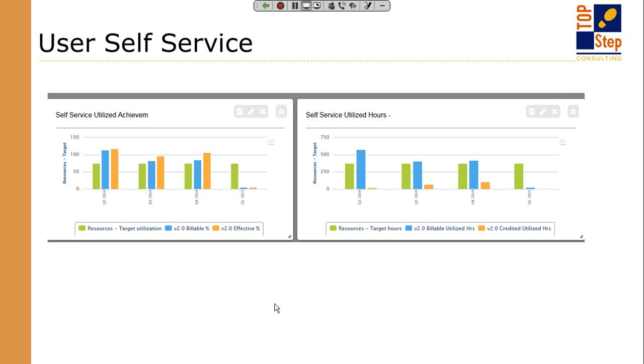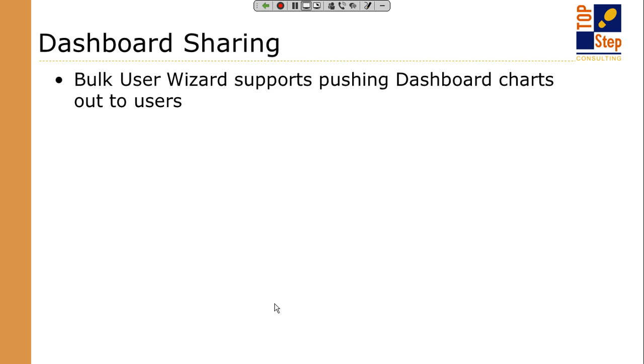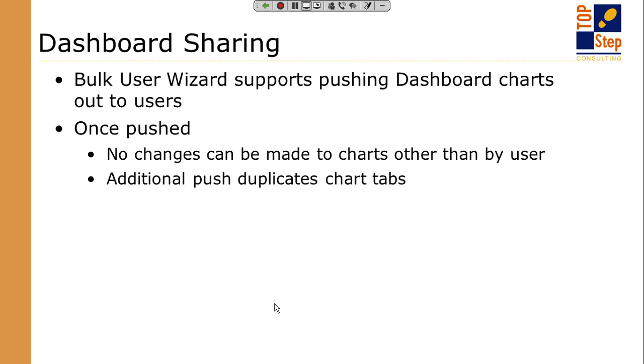So speaking of dashboards, one of the challenges has always been somebody sets up these wonderful dashboards and then you're trying to get them out to everyone else. Okay, how can you do that? The bulk user wizard actually is the only way that you can push dashboards out to other people. It is a feature called dashboard charts that you can copy the dashboards from one person out to multiple people. The thing to be aware of is the minute that you push the charts out, if the person has maybe 3 different chart tabs set up with charts on each of the tabs, first off, the people that you're pushing it out to have to have access to the reports, so you have to make sure you share the reports. And then they'll get all the tabs that are pushed out.